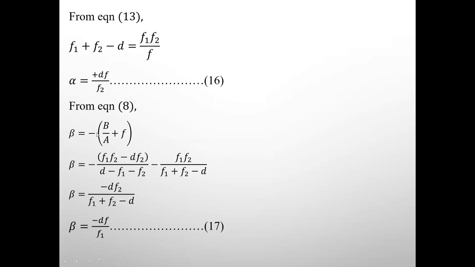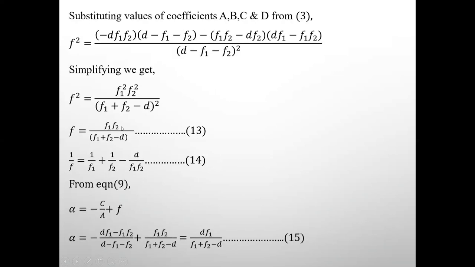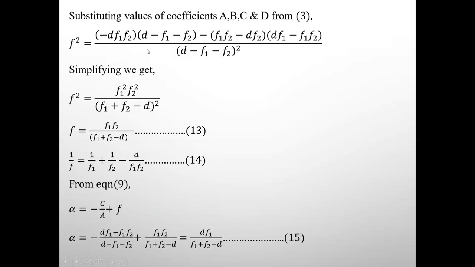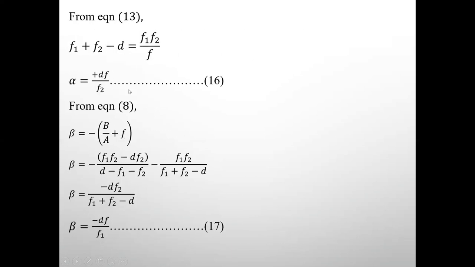From equation 8, minus beta minus F is equal to B upon A. So beta is equal to minus in bracket B upon A plus F. Putting the values of the coefficients A and B, beta is equal to minus F1F2 minus DF2 upon D minus F1 minus F2, minus F1F2 upon F1 plus F2 minus D. So beta is equal to minus DF2 upon F1 plus F2 minus D. So beta is equal to minus DF upon F1, equation 17.